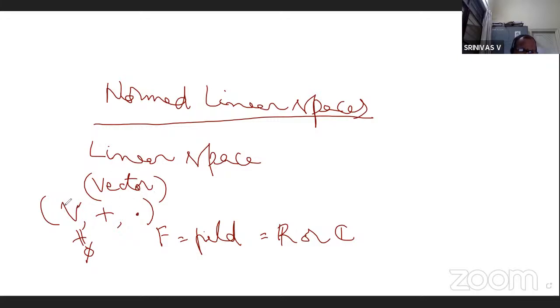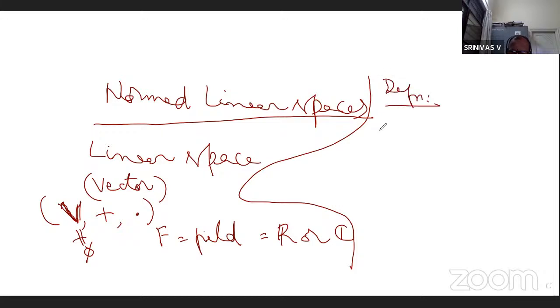Let V be a non-empty set. On this, we want an addition. So, the definition of a linear space. First of all, we want V plus to be an abelian group.